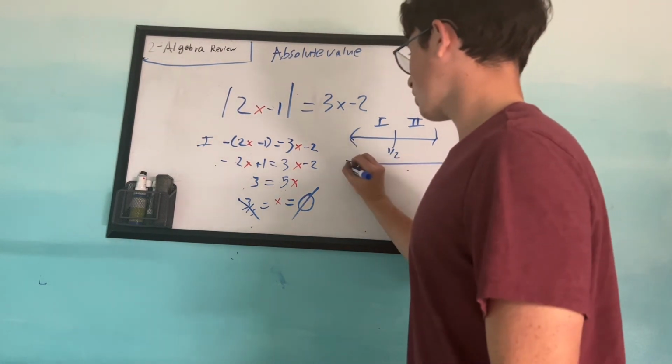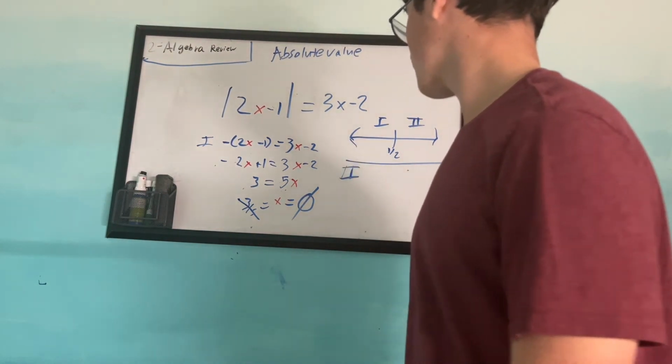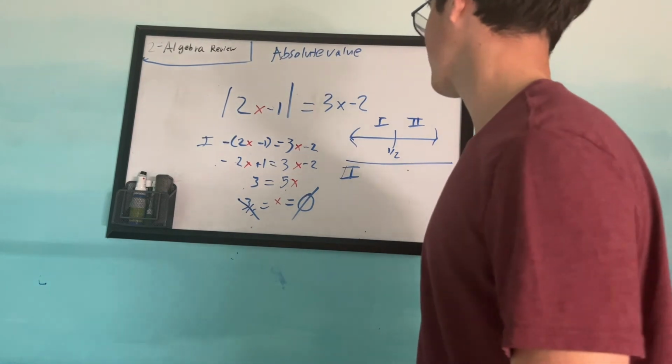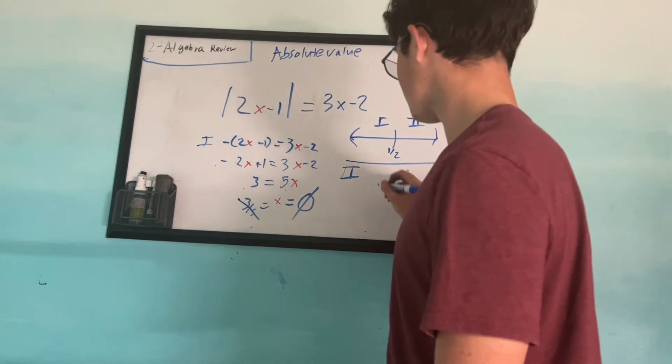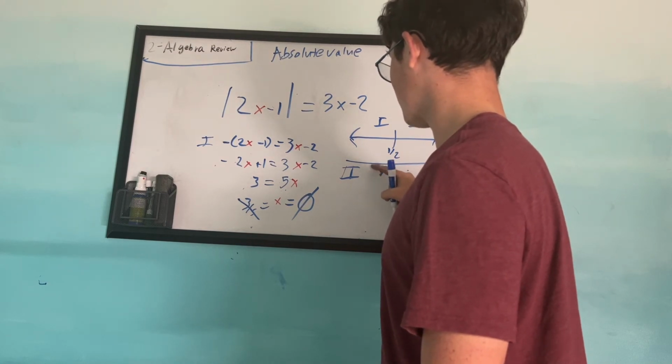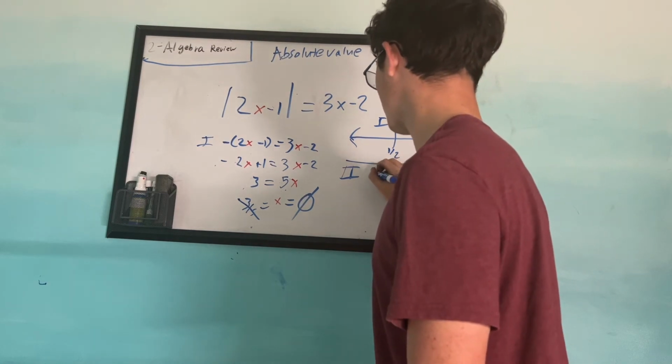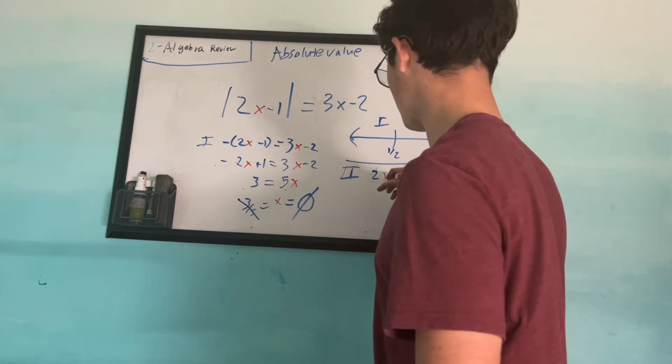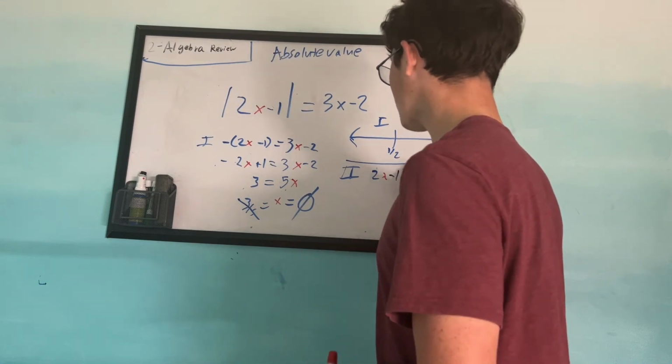And we'll do case 2 over here, which is where x is greater than or equal to 1/2, which means we just consider the case where the function inside the absolute value is already positive. So we can just leave it as is.